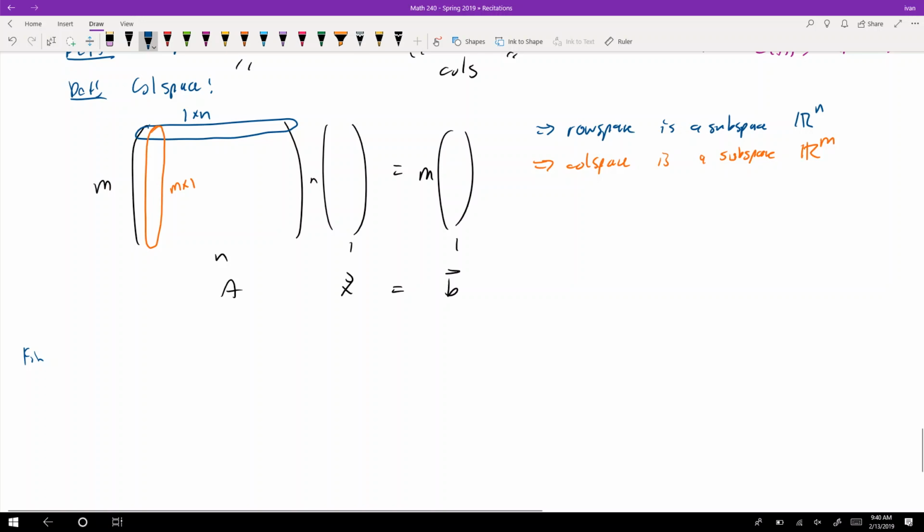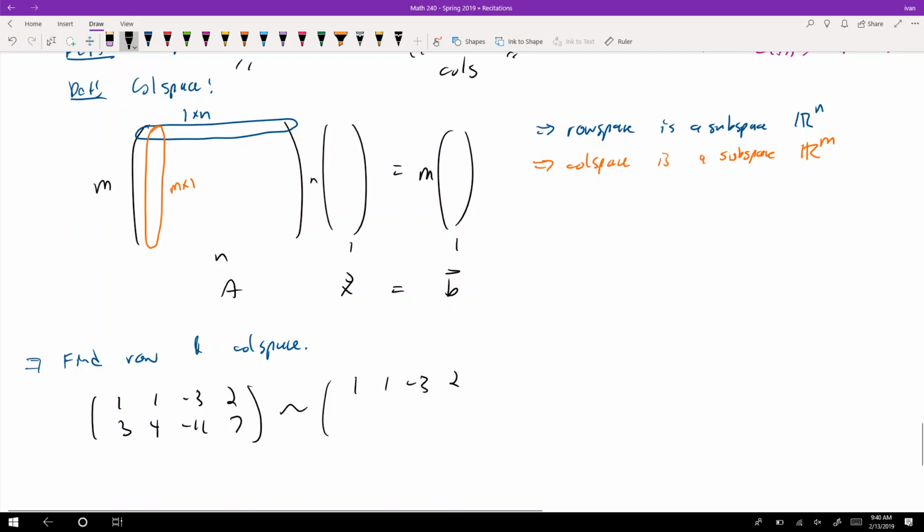All right, let's try to find row space and column space. Should be really fast. Okay, so let's take some matrix: 1, 1, negative 3, 2, 3, 4, negative 11, 7. First step is just to reduce it until you see where the pivots are. So in this case, 1, 1, negative 3, 2, 0, 1, negative 2, 1. You actually want this to be in row echelon form. Okay?